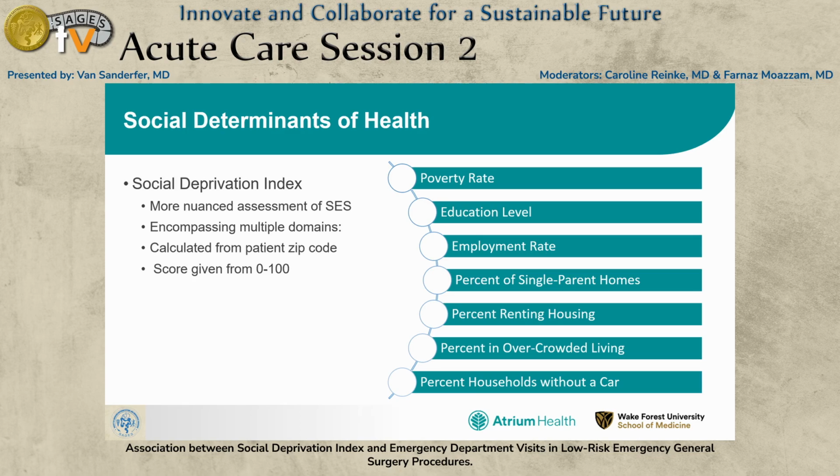Social deprivation index encompasses poverty rate, education level, employment rate, percent of single-parent homes, percent of those living in rented housing, percent in overcrowded living, and percent of households without a car. These scores are calculated based off of a patient's zip code and given a cumulative score of 0 to 100, 100 having the most deprivation.